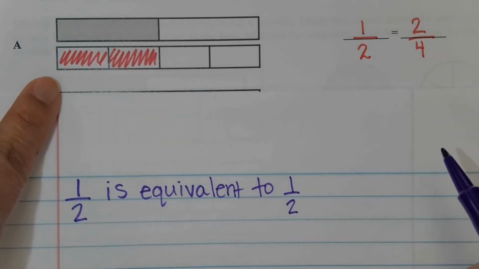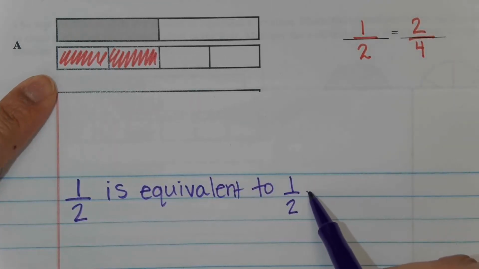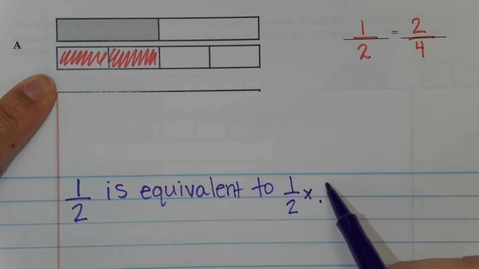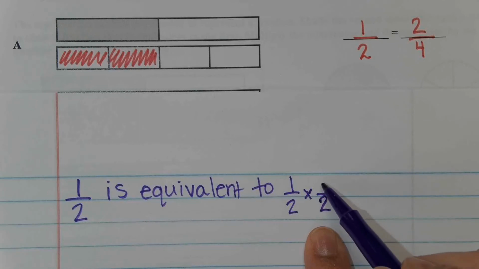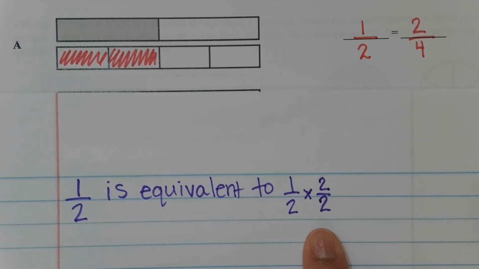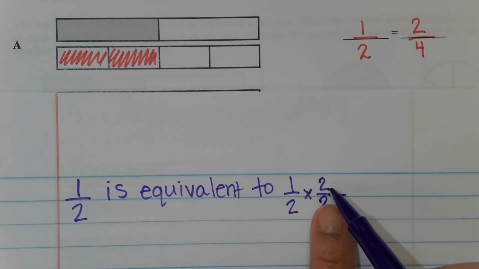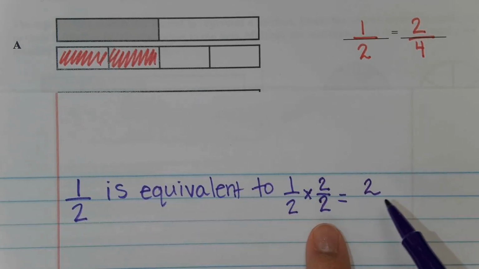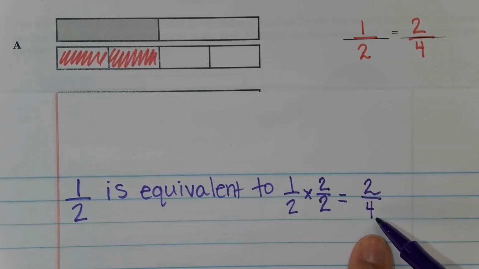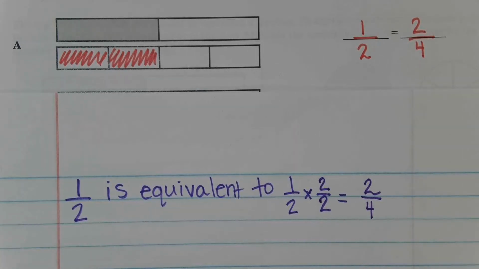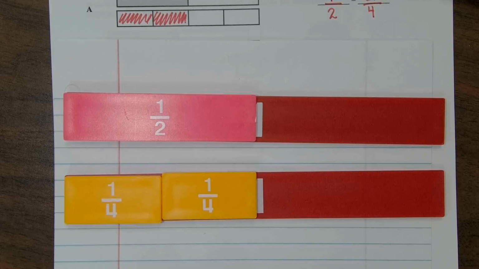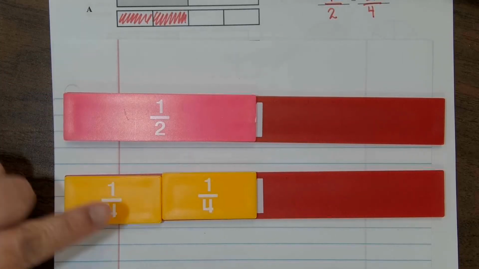And we multiplied by 2. So if we multiply our denominator by 2, we have to multiply our numerator by 2. And that equals 2. 1 times 2 is 2. 2 times 2 is 4. That gives us 2 fourths. Okay, so we're going to take out our rectangles and we're going to build the 2 fractions. So here they are, half and 2 fourths.